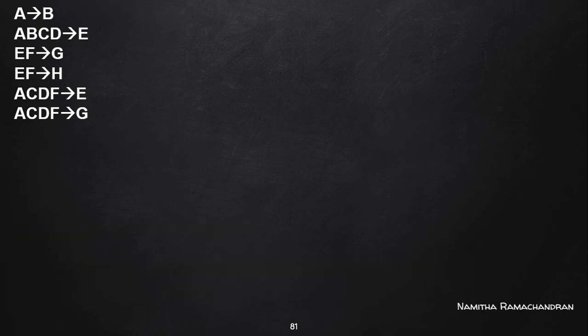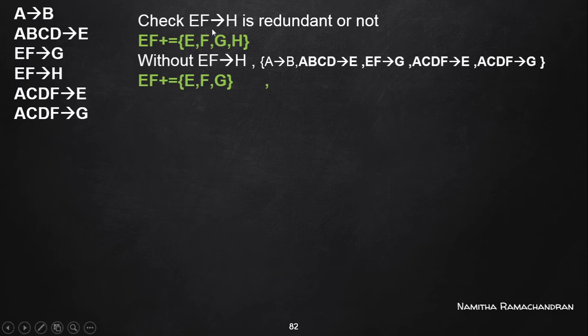So go for the next dependency, EF implies H. Check if EF implies H is redundant or not. The EF closure without eliminating anything is this. EF can derive the E value, F value with the help of the reflexive property, then G and H using these two dependencies. While removing this EF implies H from the set, find out the EF closure again. So it is E, F, G. This is not equal. So we can conclude that EF implies H is not redundant, it is irreducible.